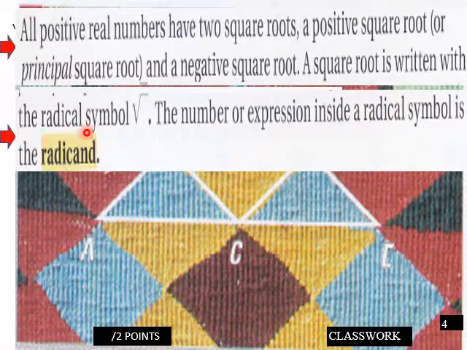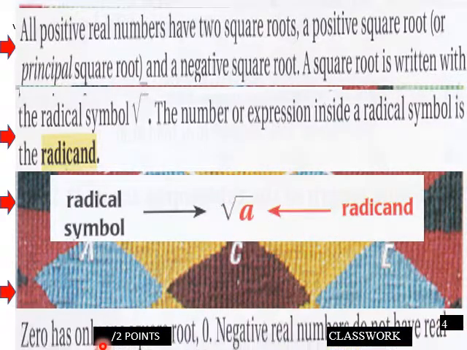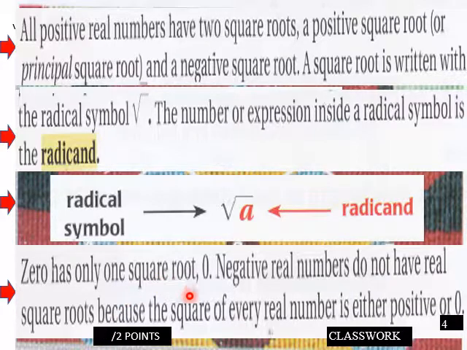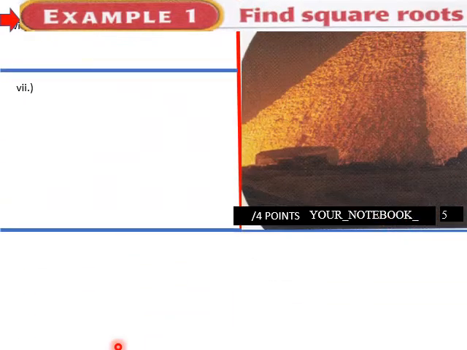A square root is written with the radical symbol. This is your radical symbol here. The number or expression inside a radical symbol is called the radicand. Radical symbol, radicand. 0 has only one square root, 0. Negative real numbers do not have real square roots because the square of every real number is either positive or 0. So this should be on your class worksheet. This is a notebook page here.